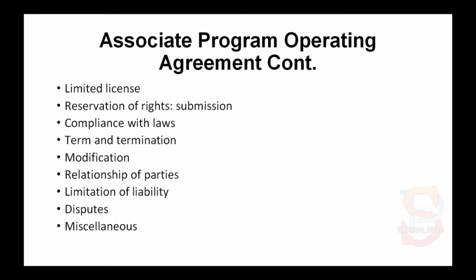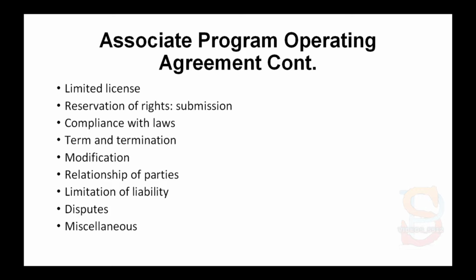Relationship of parties. You and Amazon are independent contractors, and nothing in this operating agreement or the operational documentation will create any partnership, joint venture, agency, franchise, sales representative, or employment relationship between you and Amazon or Amazon's respective affiliates. You will have no authority to make or accept any offers or representations on Amazon's or Amazon affiliates' behalf.